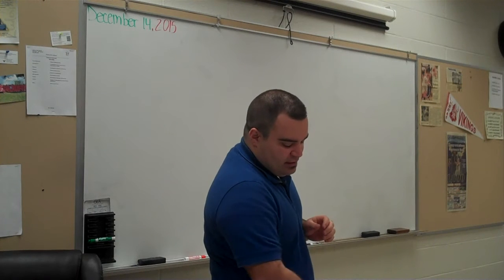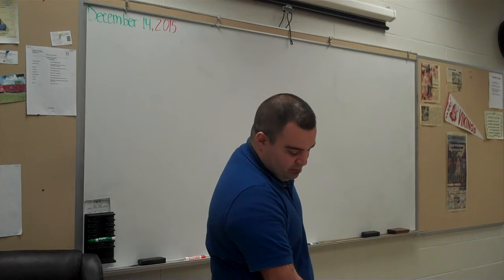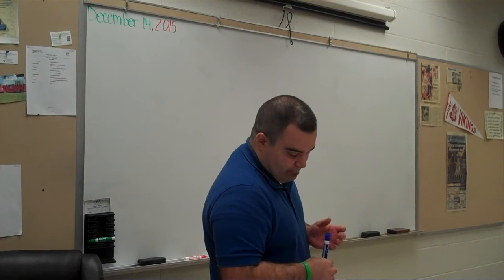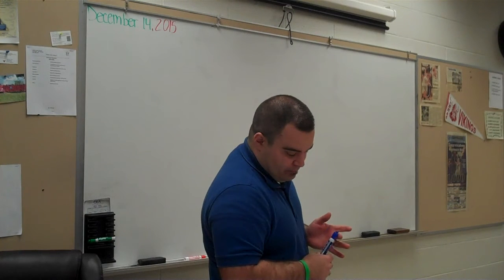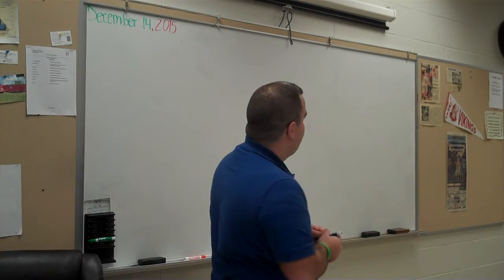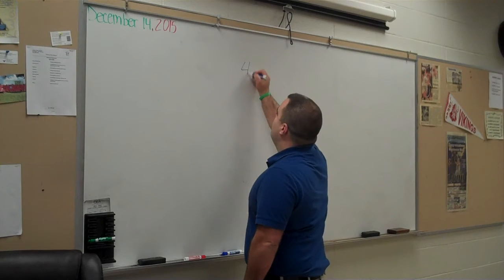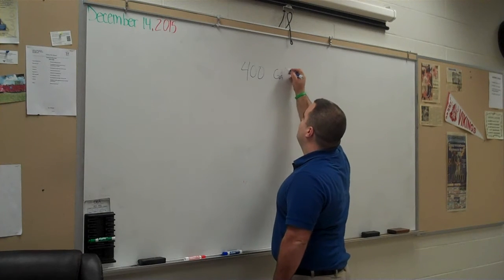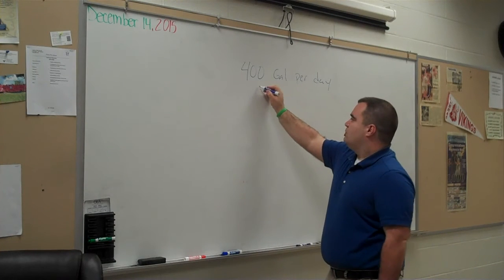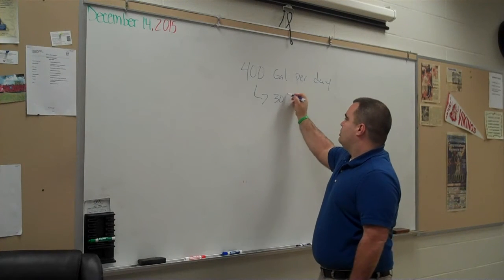Can I get somebody to read this sample problem here? Go ahead, ma'am. A typical family of four uses about 400 gallons of water each day, and 30% of water is for outdoor activities, such as gardening. How many gallons of water does a typical family of four use each day for outdoor activities?